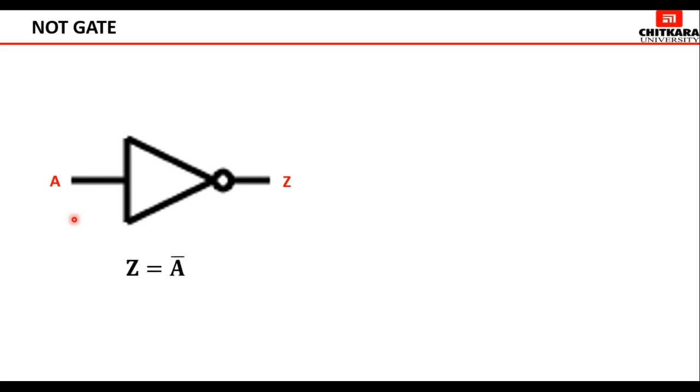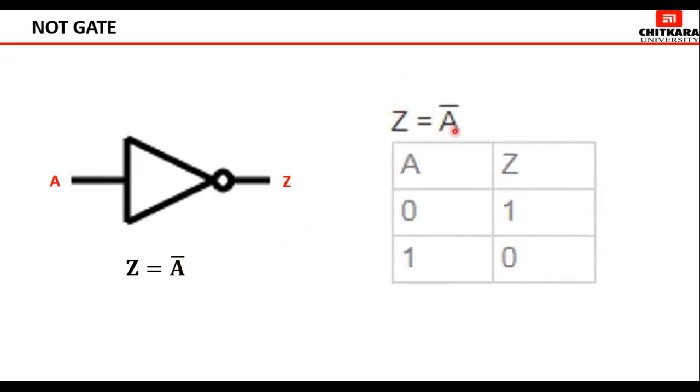Let's look at the symbol. So Z is equal to A complement, right? So OR gate was plus, AND gate was dot, and NOT gate is complement, right? Let's look at the logic gate. Z is equal to A complement. So now the input can be either zero or it can be one. If the input is zero, the NOT gate will give you the output as one. And if the input is one, the NOT gate will give you the output as zero, right?